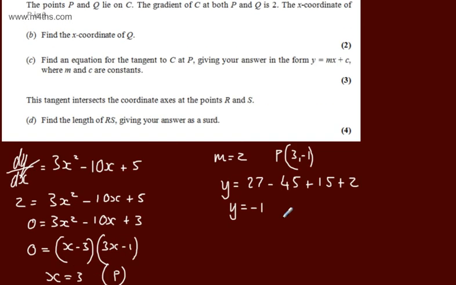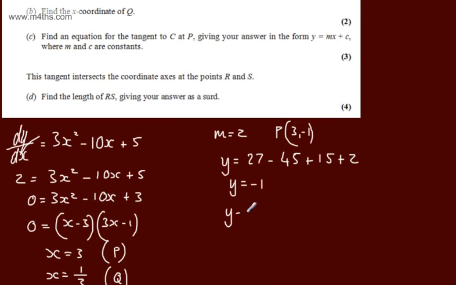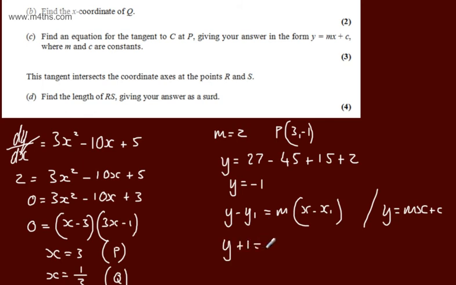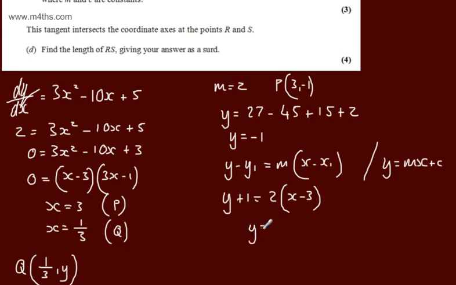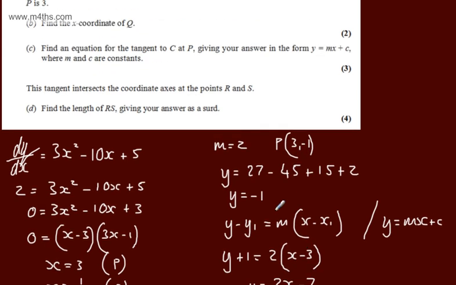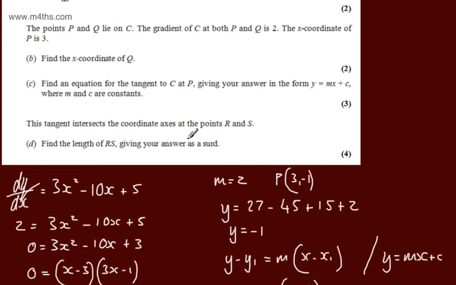So we've got our point and we've got our gradient. Using the equation of a straight line, y minus y1 is equal to m, the gradient, times x minus x1, we can plug these values in. You can, of course, use y is equal to mx plus c and solve for c. So I'm going to have y minus minus 1, which is plus 1, is equal to the gradient, which is 2, times x minus the x-coordinate, which is 3. If we expand the right-hand side, we've got 2x minus 6 minus another 1, so we'll have 2x minus 7. So that now is the equation of the tangent to C at point P.